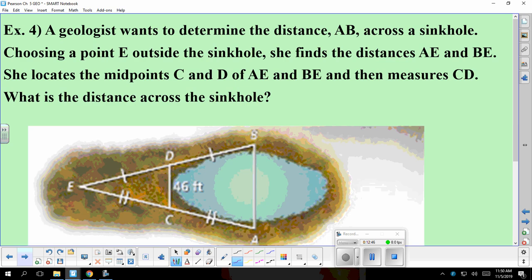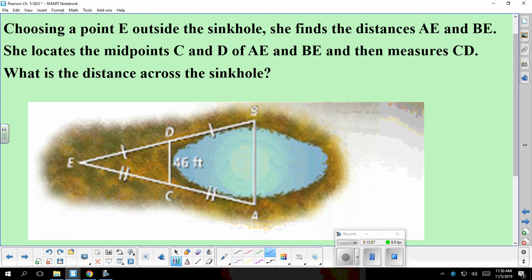A geologist wants to determine, here's a practical application to this, the distance AB across a sinkhole. Choosing a point E outside the sinkhole, she finds the distances AE and BE. So AE, right, and BE. And then measures the distance across the sinkhole. So what she did is measured this distance here, and here to here.